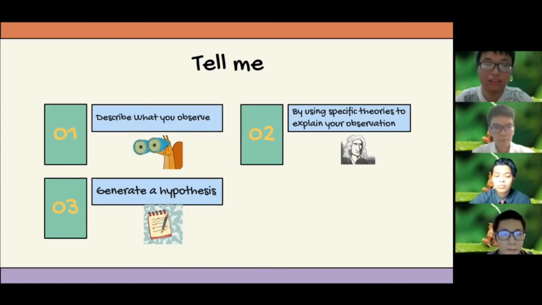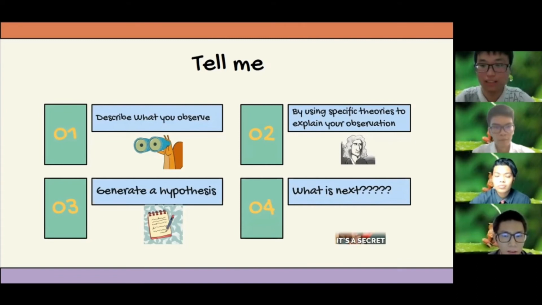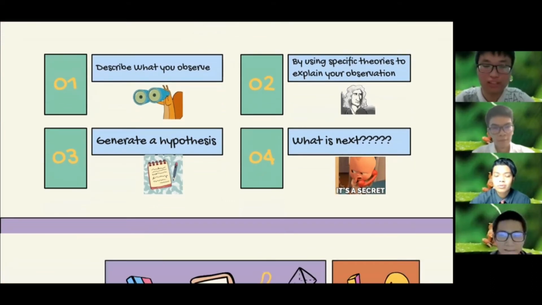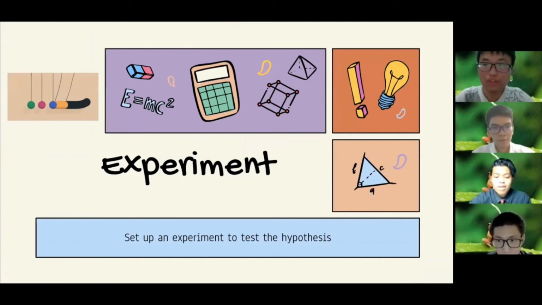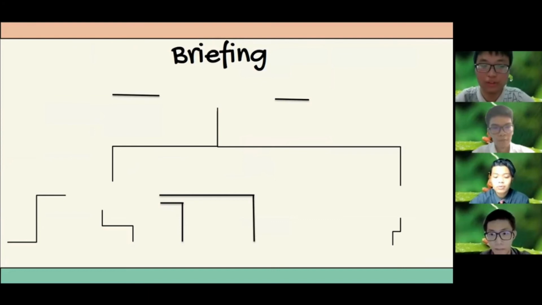Good try. Correct. So now, can someone guess what is going on in the next slide? We already got a hypothesis. I think we can start to plan an experiment. Bingo. You are right. We will set an experiment to test the hypothesis. Before we start to do the experiment, I will give a briefing for this experiment. Make sure you all pay attention to my briefing.